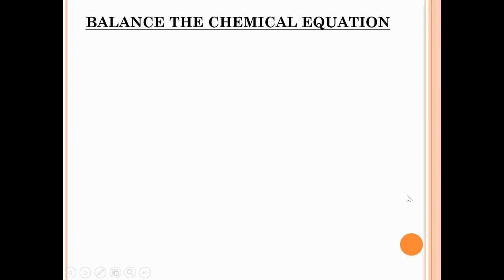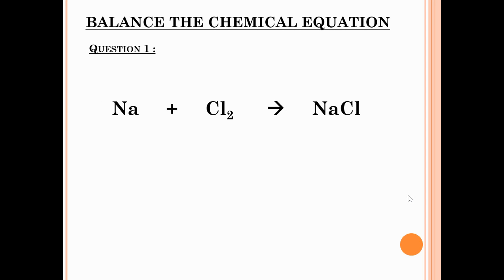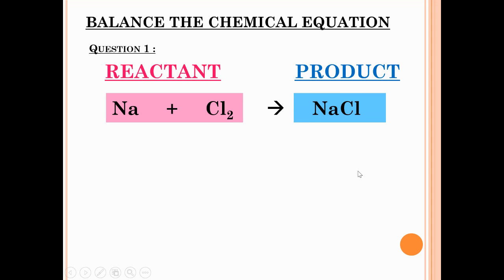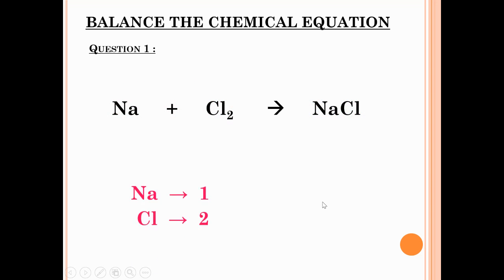Okay, to balance the chemical equation, as we learned before, on the left hand side is the reactant and the right hand side is the product. So in this chemical equation, sodium and chlorine are the reactants and the product is sodium chloride.